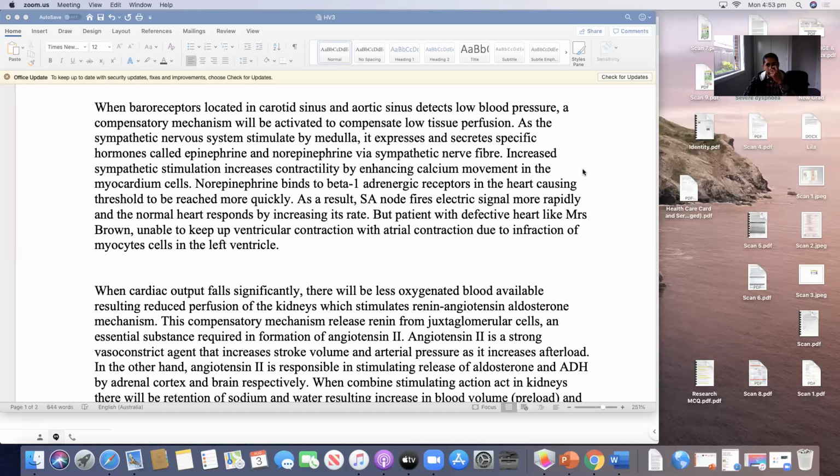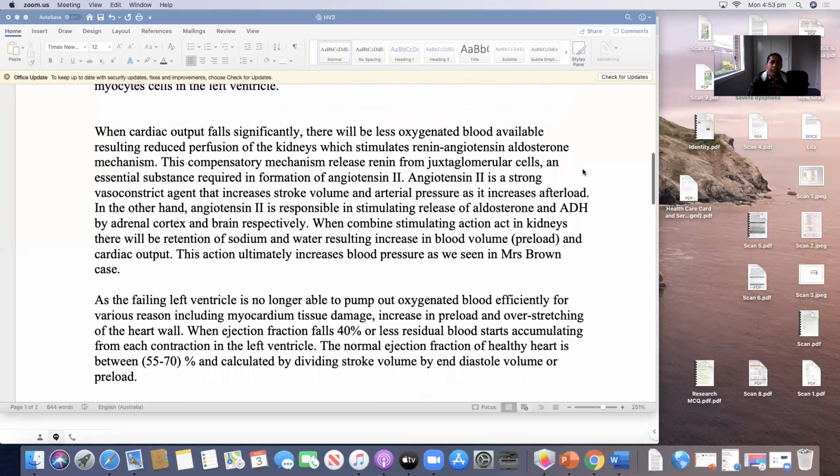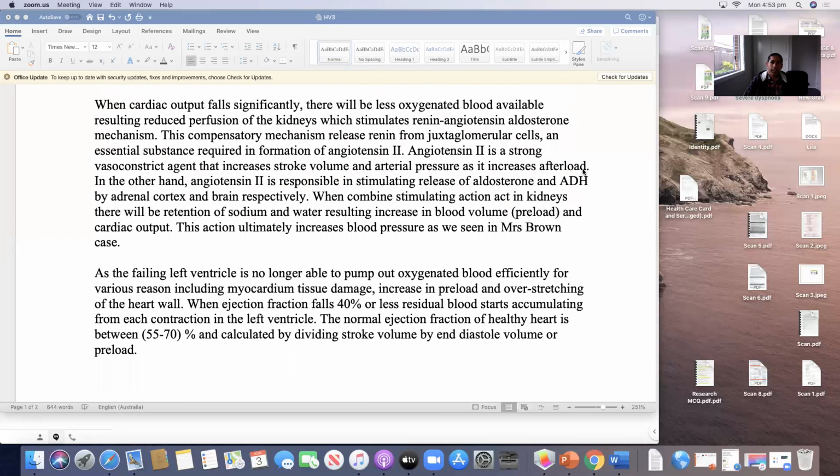But the patient with a defective heart, like Mrs. Brown, is unable to keep up ventricular contraction with atrial contraction due to infarction of myocyte cells in the left ventricle. When the cardiac output falls significantly, there will be less oxygenated blood available, resulting in reduced perfusion of the kidneys, which stimulates the renin-angiotensin-aldosterone mechanism.